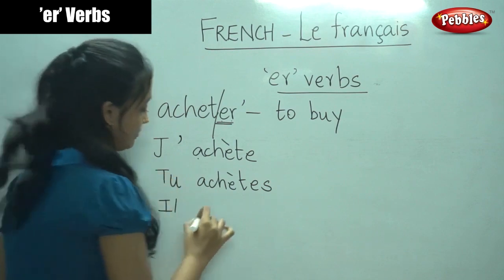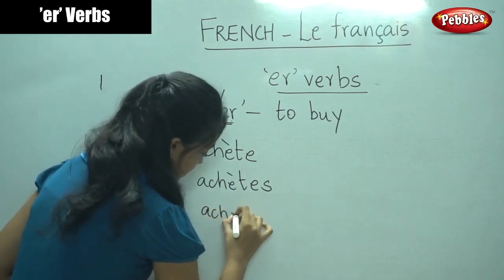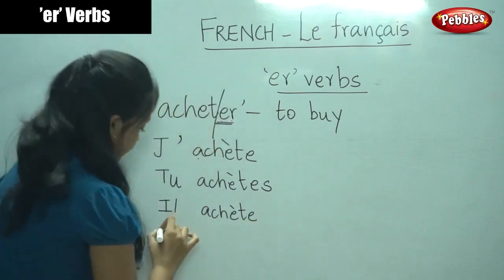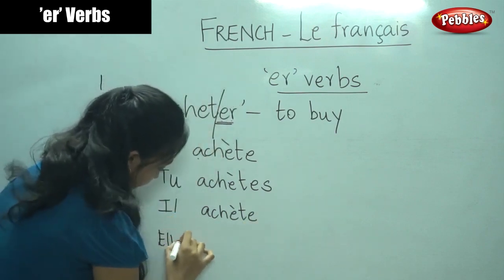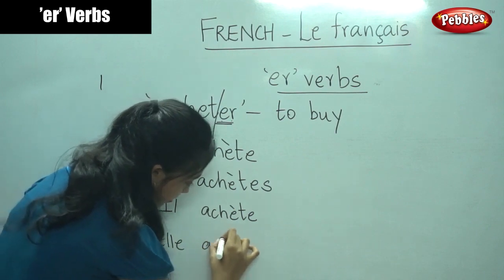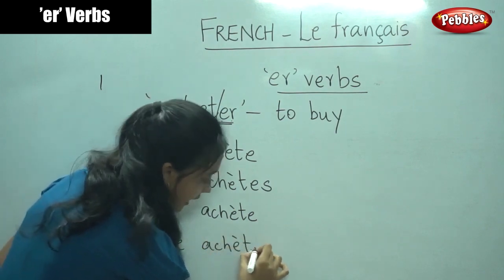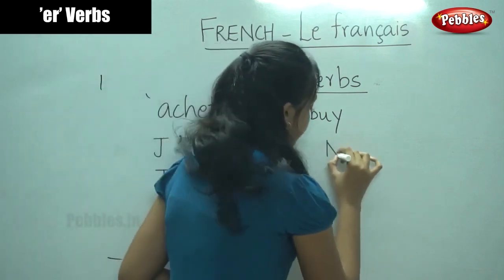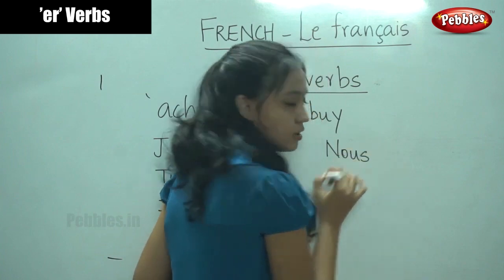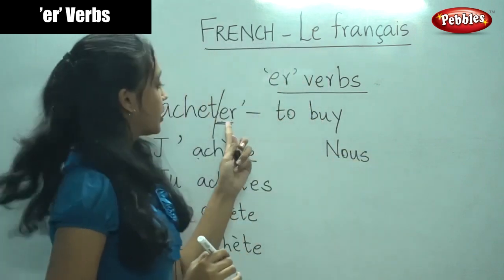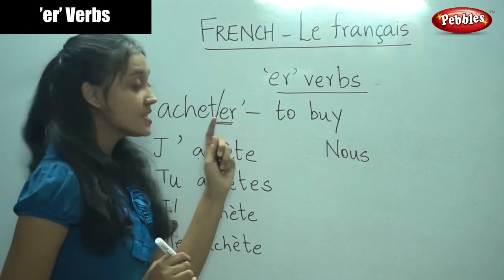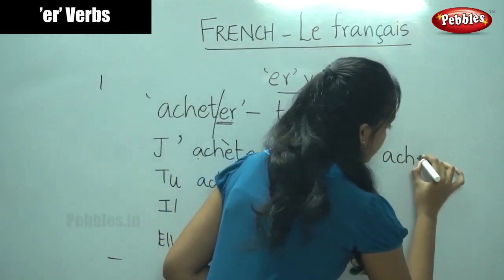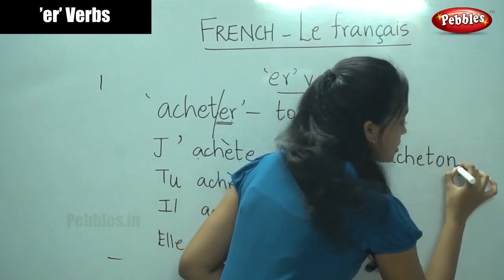For il, il achète. For elle, it is elle achète. For nous, what would you do for nous? We would replace E and R with the letters O-N-S. So, nous achetons.